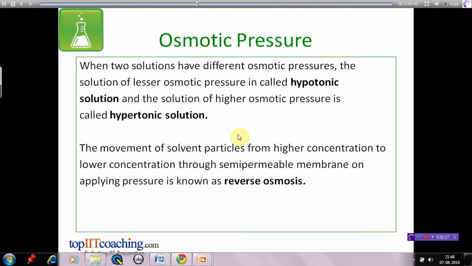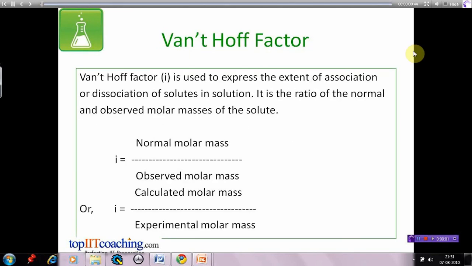We recently discussed the phenomenon of osmosis. There is also a process known as reverse osmosis. The movement of solvent particles from higher concentration to lower concentration through semi-permeable membrane on applying pressure is known as reverse osmosis. If the external pressure is greater than osmotic pressure and is applied on the more concentrated solution site, the solvent molecules start passing through semi-permeable membrane from the solution to the solvent or less concentrated solution. This is reverse osmosis. This process is used to purify seawater.